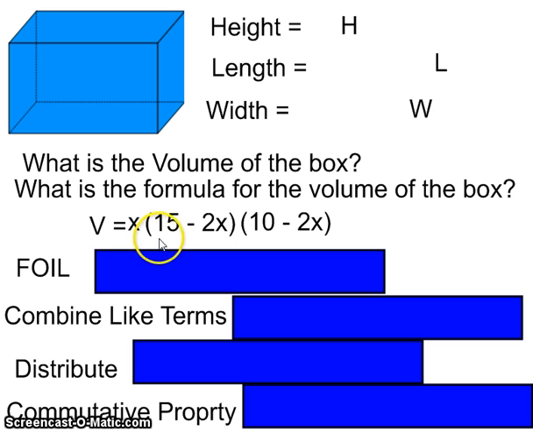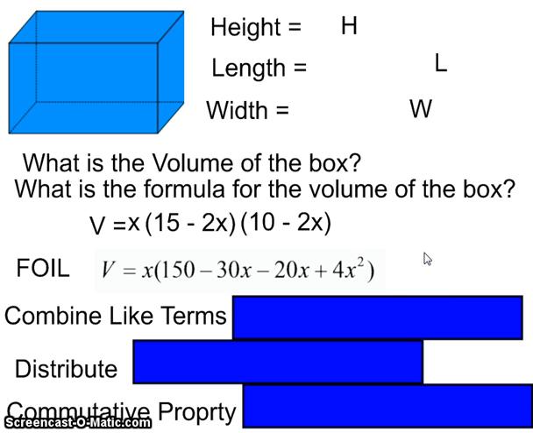The first thing you want to do is FOIL. Multiply first times first, outer times outer, inner times inner, last times last. Okay, pause the video, give yourself a chance to do this, and then check your work. Okay, so here's what I got after I FOILed. 15 times 10 is 150. Outer times outer, that's 15 times negative 2x, is negative 30x. Inner times inner is negative 20x. And last times last is 4x squared.